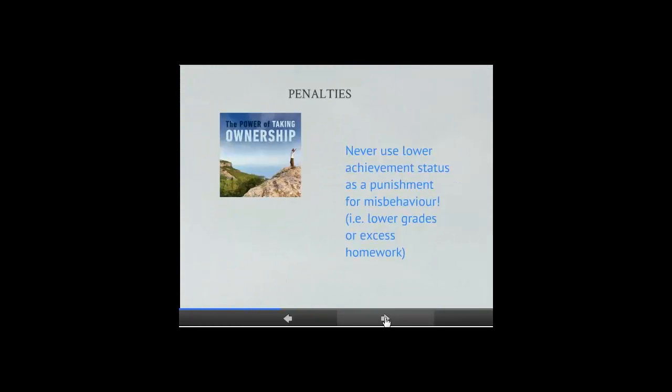Before introducing penalties, give the student the chance to take ownership for their actions. If you are to use penalties for misbehavior, never use lower achievement status as a punishment. This strategy only serves to alienate the student, giving them more cause to misbehave and resent you.